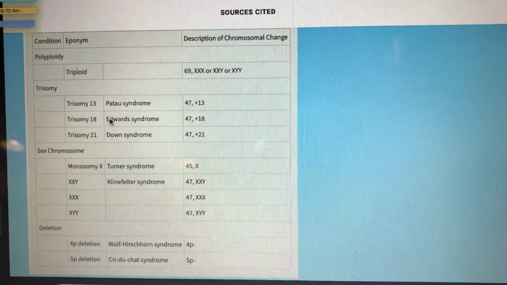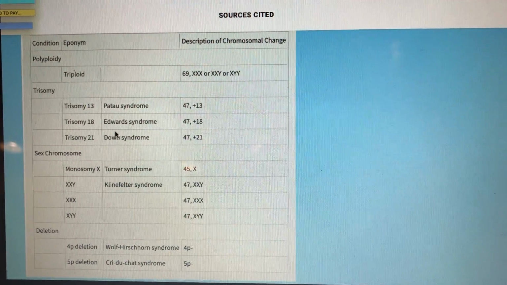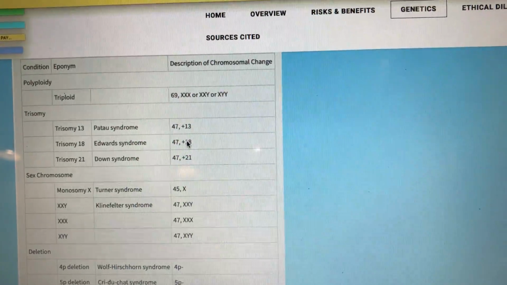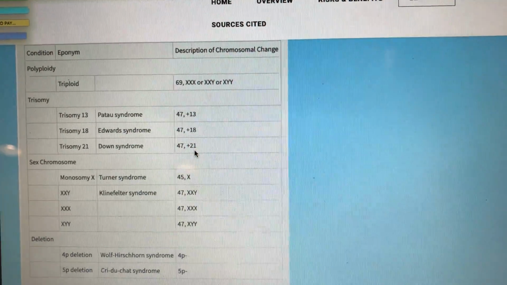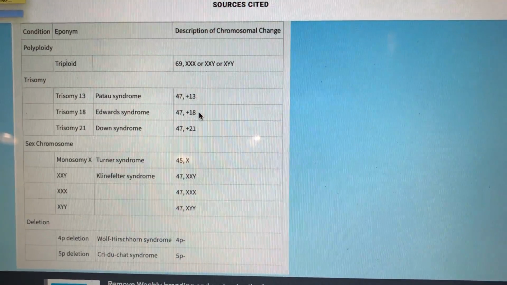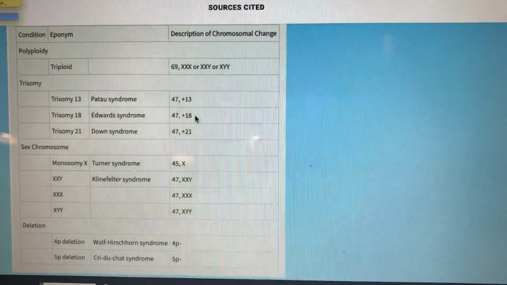We see that there are other conditions that are similar to that. So if the study would have shown 3 copies of chromosome 18 or 3 copies of chromosome 21, then we could have diagnosed Edwards syndrome or Down syndrome accordingly.